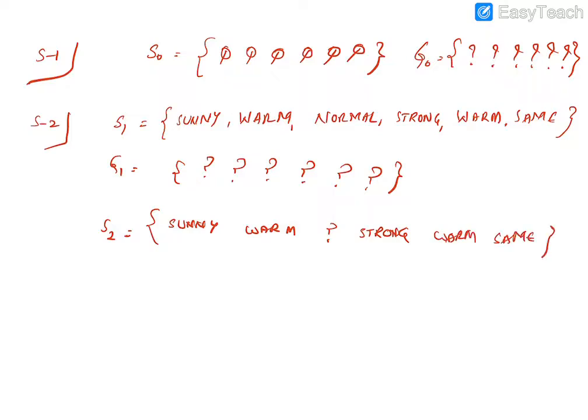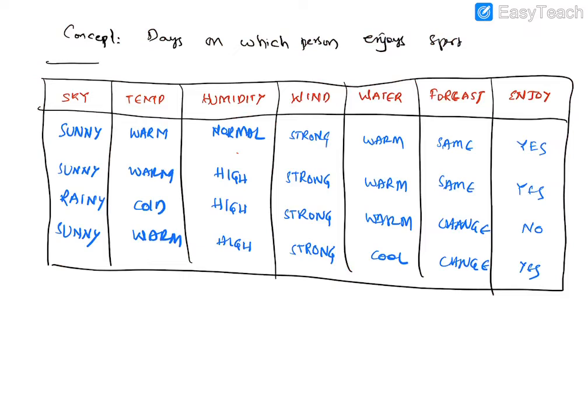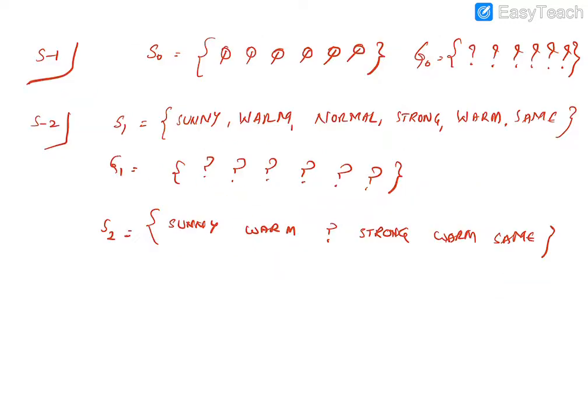If you want, you can check it out. Sunny, warm, normal, high is the only difference. Strong, warm, same. All are the same, only the difference is here. So what we have to do here is replace specific with general. How can we do specific to general? By replacing with a question mark. Yes or no?